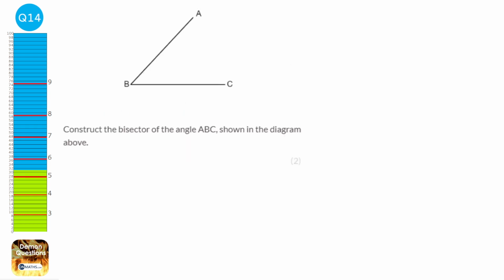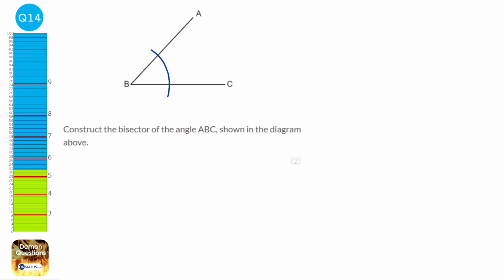There's a very specific way to draw an angle bisector, and you start off with a pair of compasses and put the point on B, and then draw an arc from B. And it doesn't matter what the distance is, as long as it's roughly maybe halfway between A and B. It doesn't matter what the distance is.